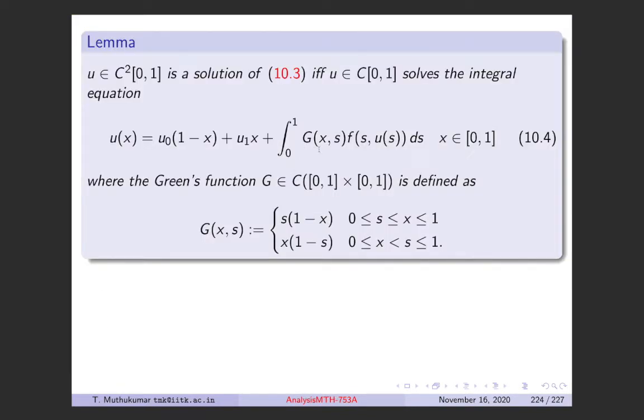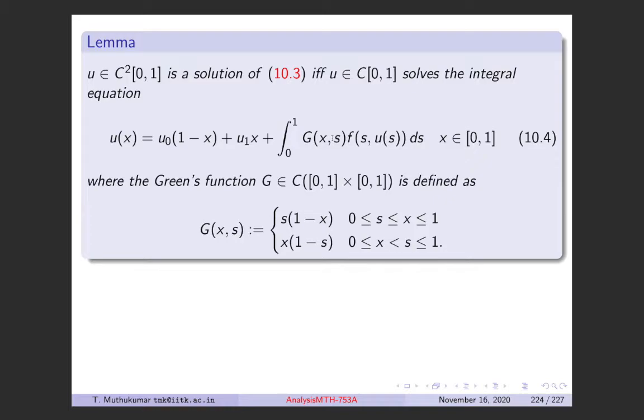Okay, and this g is usually what's called the Green's function, which is given like this. This notion of Green's function is something that will come up in second order, even in partial differential equations. When you go to second order partial differential equations, it relates to the notion of fundamental solution and so on.